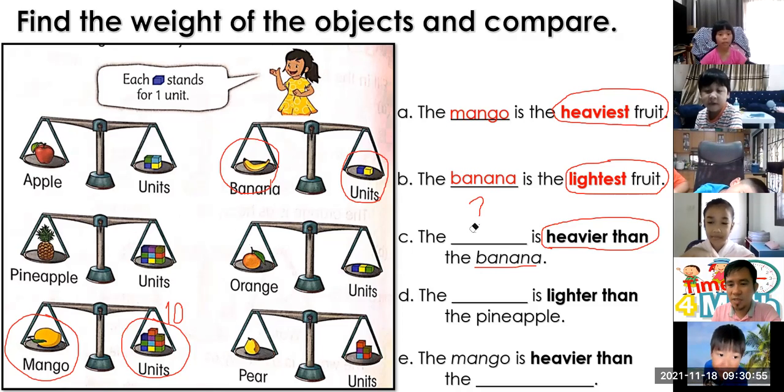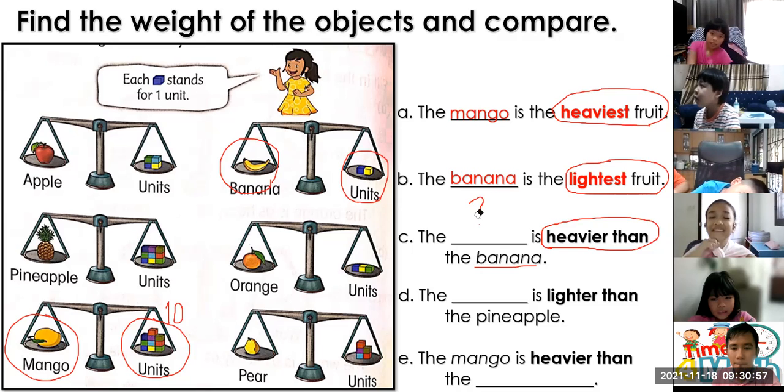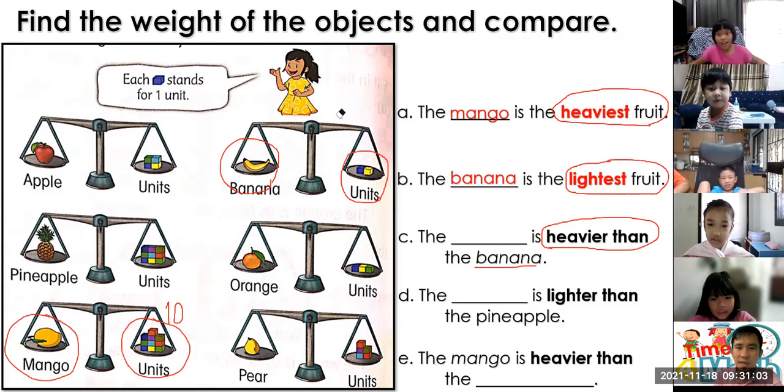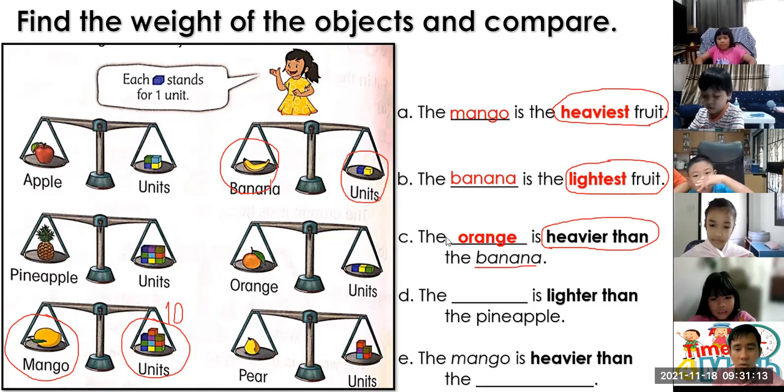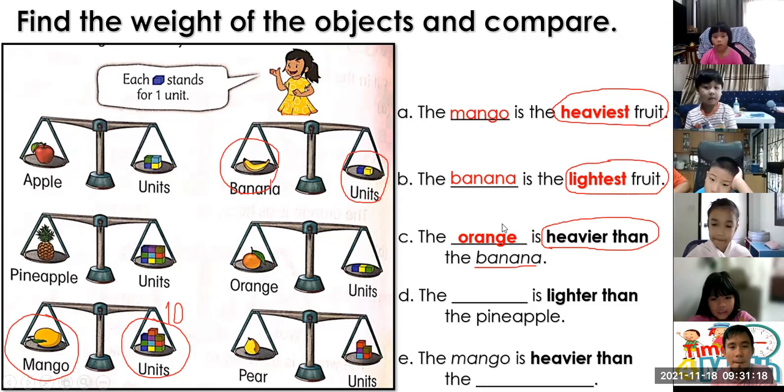What fruit is heavier than the banana? Orange. Orange is correct. If your answer here is orange, it is correct. Very good. You can write here orange. If you can also write apple, because apple is heavier than the banana, right? Apple.